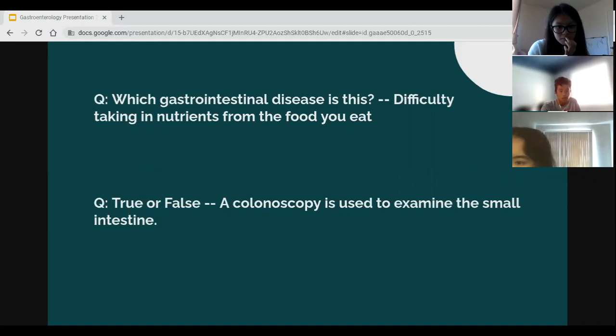You guys can type it in the chat if you remember which one you think it is. Maybe we can go back through the slides and then see if people know which one it is. I think someone guessed malabsorption. Does everyone else agree, or should we go back to the slide maybe to check?